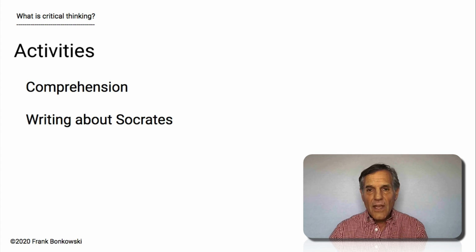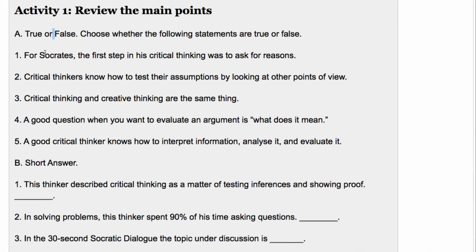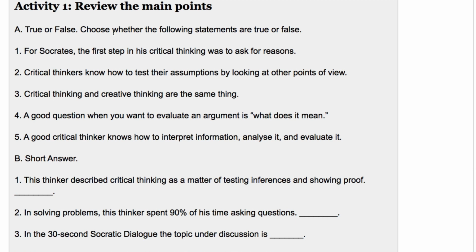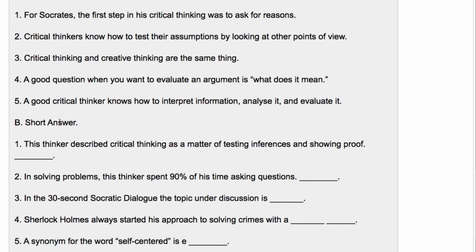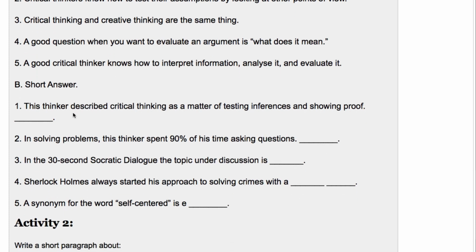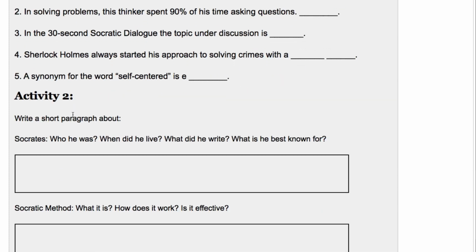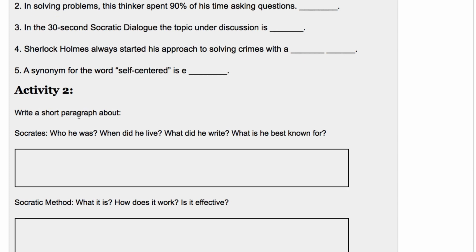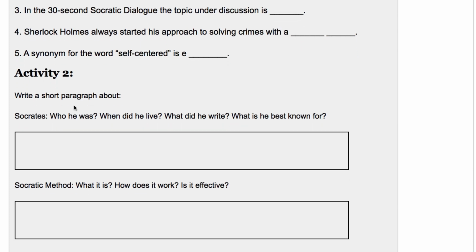So if we move now to the activities, I want to show you a couple of activities that accompany this lesson. So we have some comprehension activities, and we have writing about Socrates. So here, for example, in activity 1, which is a true or false, consider the following statements if they're true or false. Comprehension of the lesson. Short answer by giving a short answer to these questions. And activity 2 is write a short paragraph about Socrates himself and also the Socratic method.